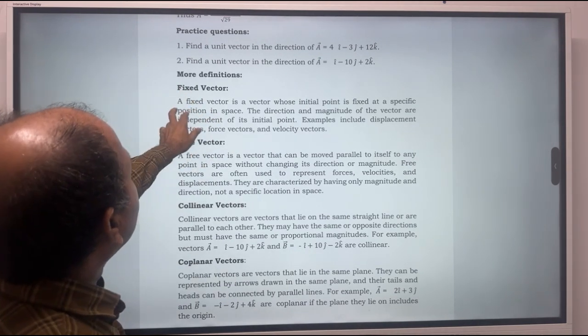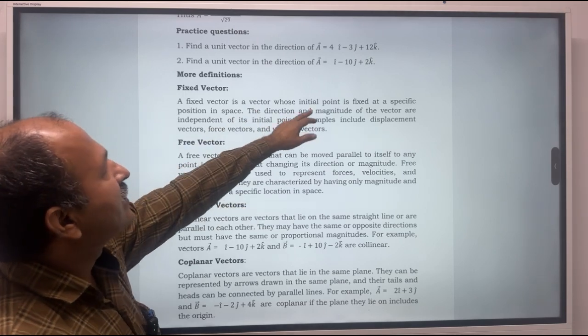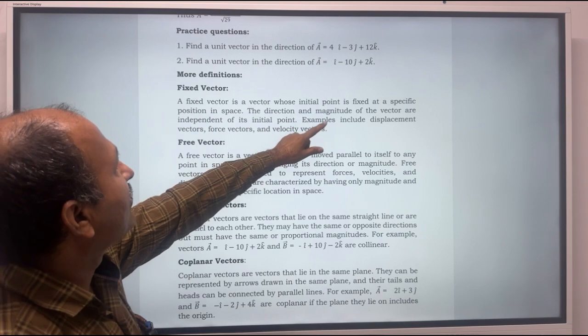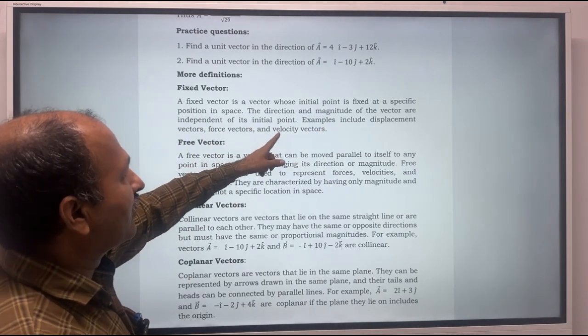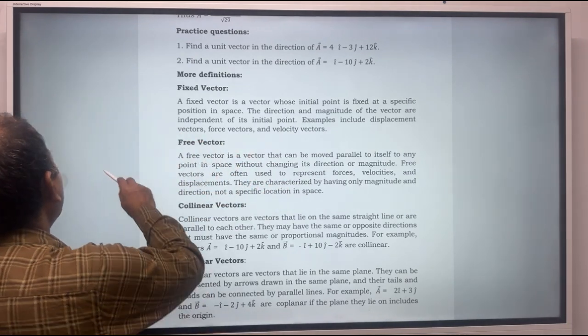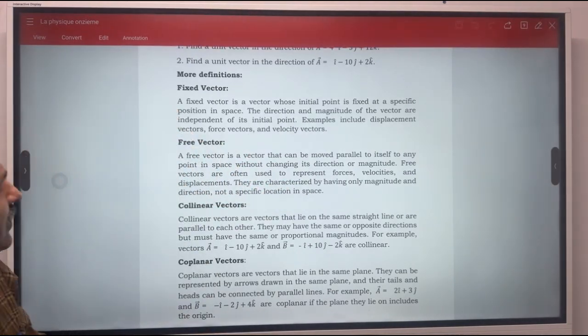Fixed vectors. A fixed vector is a vector whose initial point is fixed at a specific position in space. The direction and the magnitude of the vector are independent of its initial point. Examples include displacement vectors, force vectors, etc. So one point is fixed and then it can move in any direction.